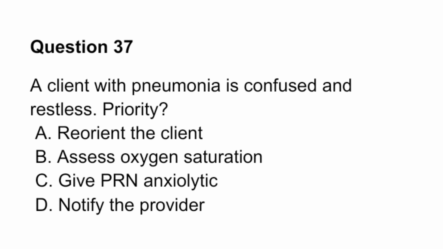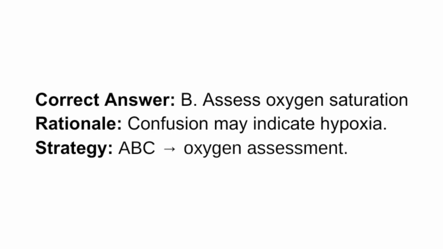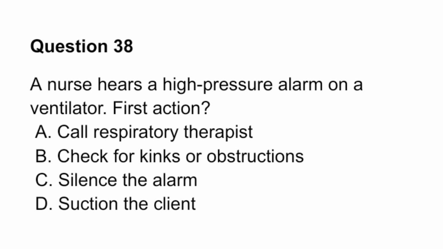Question 37. A client with pneumonia is confused and restless. Priority? A. Reorient the client. B. Assess oxygen saturation. C. Give PRN anxiolytic. D. Notify the provider. Correct answer, B. Assess oxygen saturation. Rationale: confusion may indicate hypoxia. Strategy: ABC oxygen assessment.